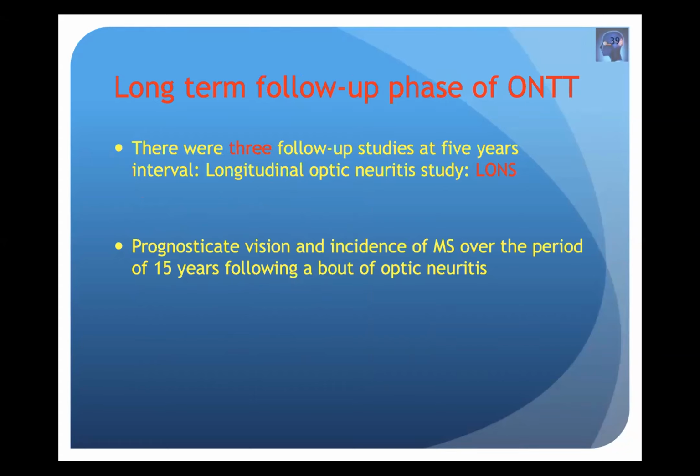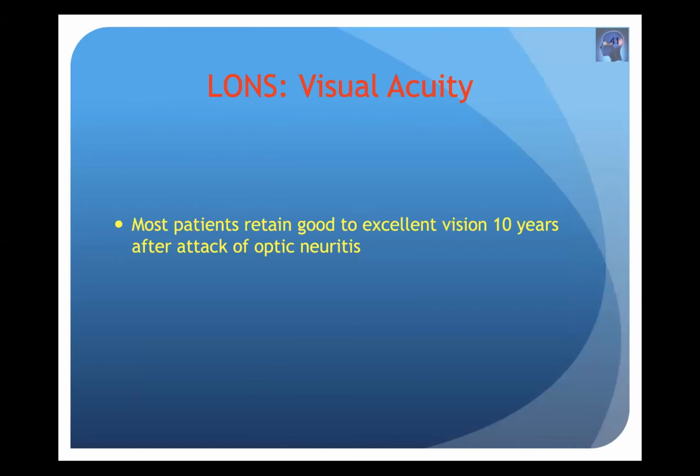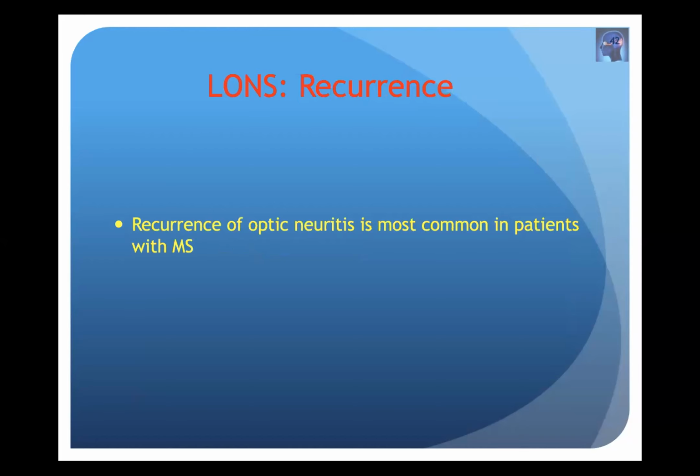After publication of result of ONTT, there were 3 follow-up studies at 5 years interval, which were called longitudinal optic neuritis study, or LONS. Cumulatively, these LONS prognosticate vision and incidence of MS over the period of 15 years following a bout of optic neuritis. This is a LONS, or longitudinal optic neuritis study, published in American Journal of Ophthalmology in 2004, entitled Visual Function More Than 10 Years After Optic Neuritis. According to this study, most patients retain good to excellent vision 10 years after attack of optic neuritis. They found recurrence of optic neuritis is the most common in patients with MS.